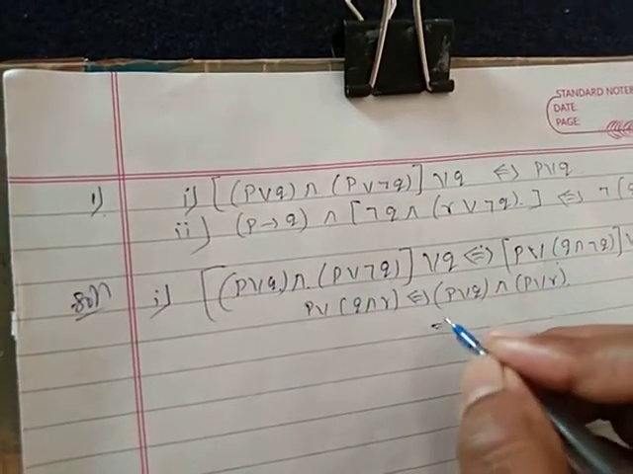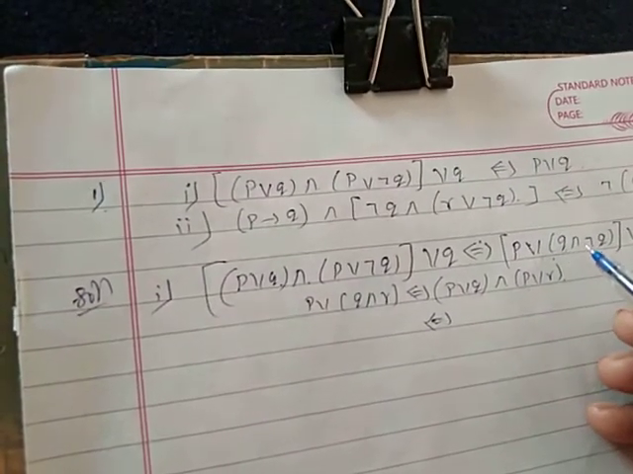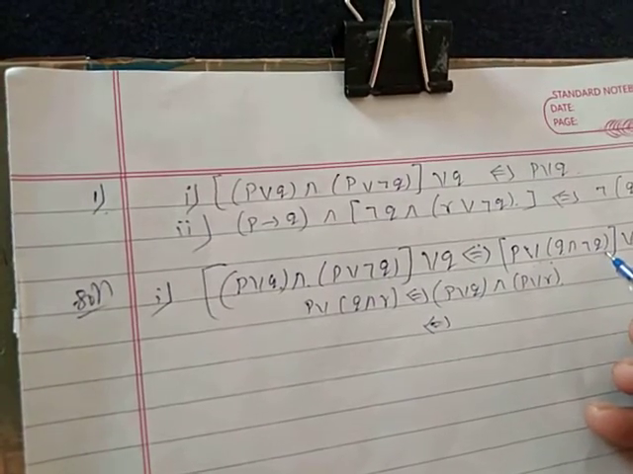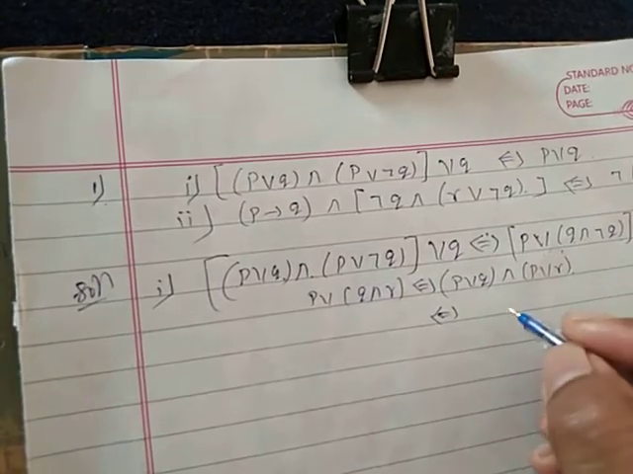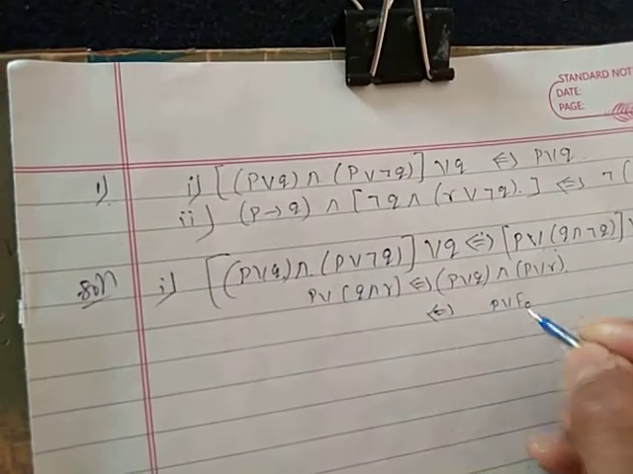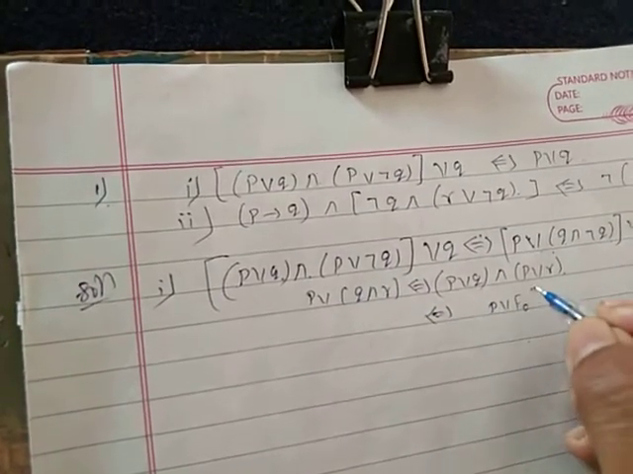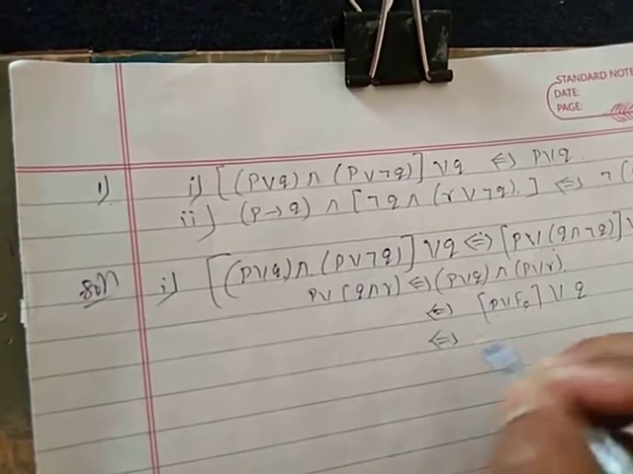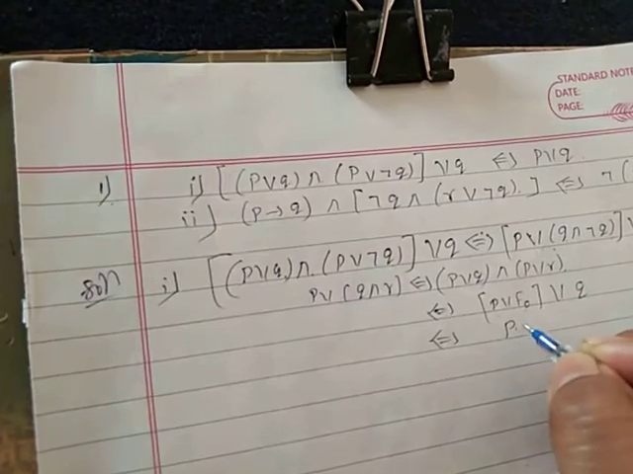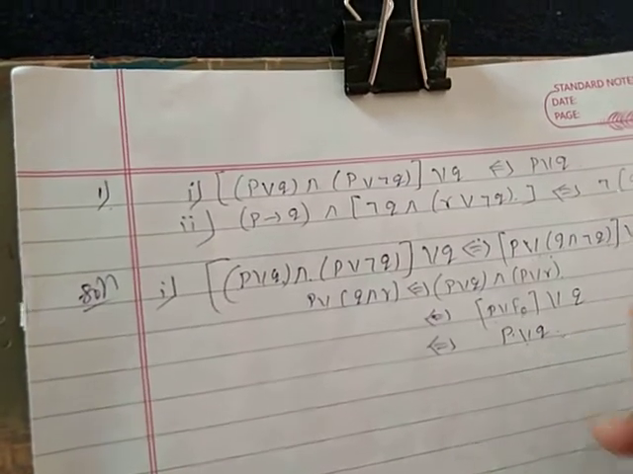So next, Q and the negation of Q is equivalent to F naught. P or F naught is equivalent to P. That is the required proof.